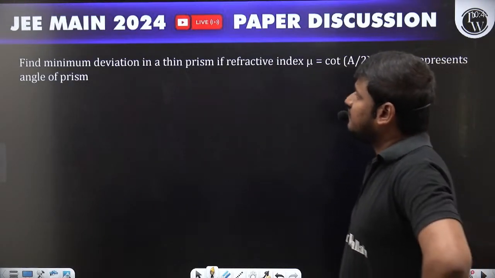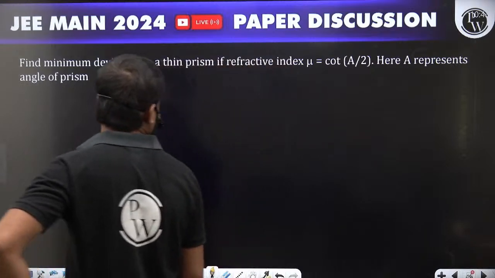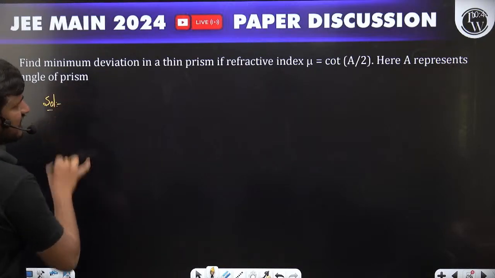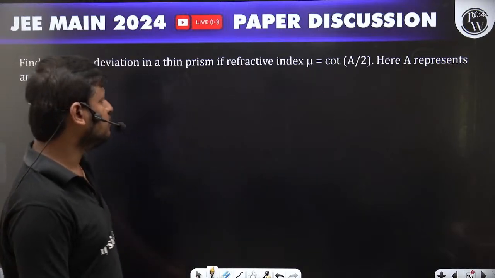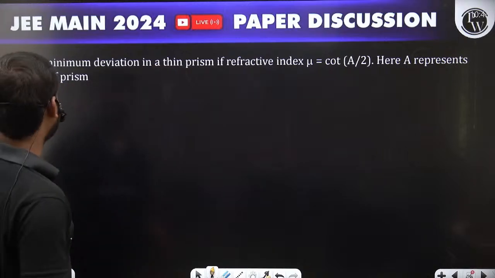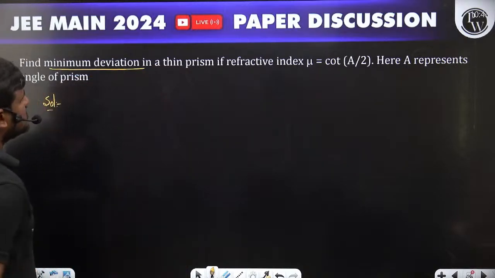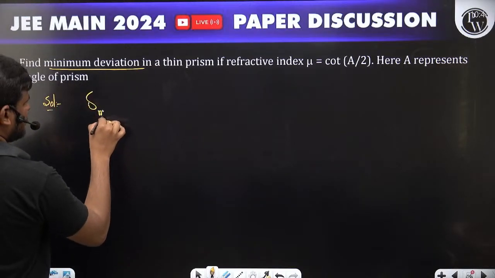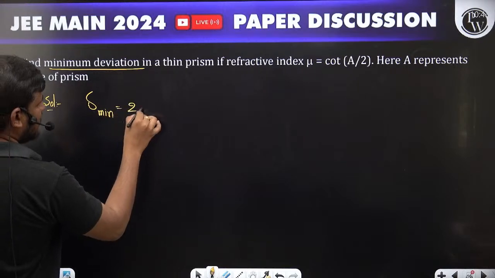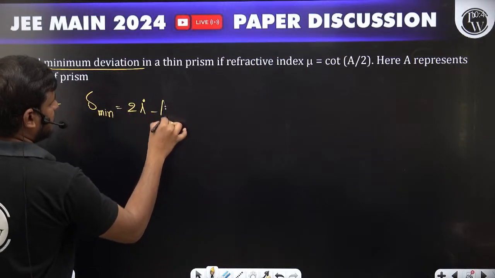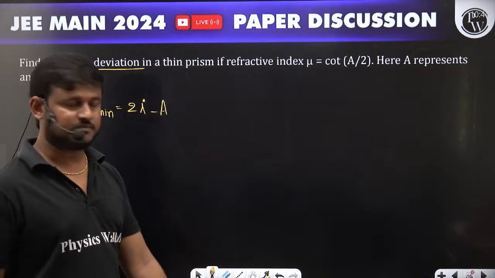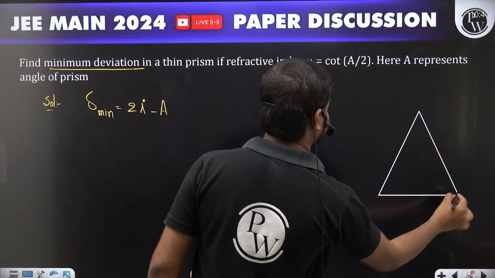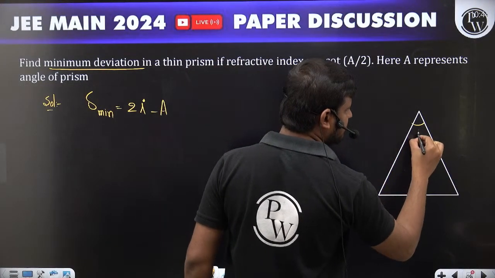So the next question: find the minimum deviation in a prism if the refractive index is given. The refractive index mu is equal to cot A by 2. Here A represents the angle of prism. So what do we have to calculate? The minimum deviation. The delta minimum for the prism is 2 i0 minus A, where A is the angle of prism. So in the case of prism, this is the angle of prism, right?